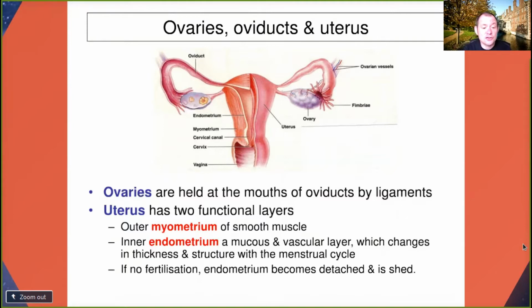The uterus has two functional layers: the outer myometrium of smooth muscle, and the inner endometrium, a mucous and vascular layer which changes in thickness and structure with the menstrual cycle. It gets thicker basically when the hormone progesterone is produced by a structure called the corpus luteum after ovulation. I will get to that later. If no fertilization occurs, the endometrium becomes detached and is shed. This is known as menstruation.